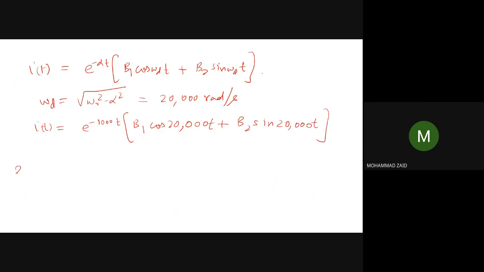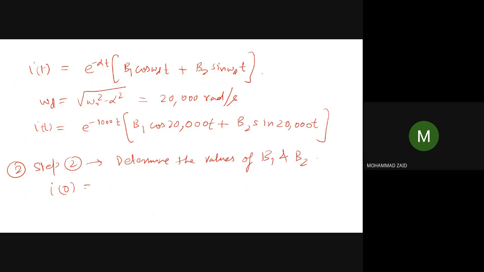Now step 2: determine the values of B1 and B2. So we have to put in the initial conditions. What does it say? For example, I0 will be equal to B1, because as you can see, sine 0 will be 0 and cos 0 will be 1. So we will get only this term, B1.